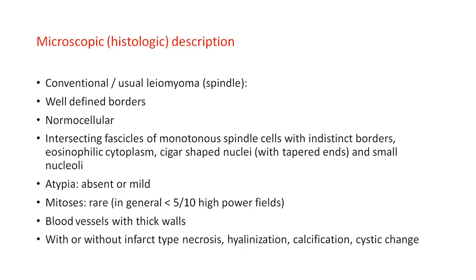Or if more than one feature, such as atypia and a greater number of mitosis, are present, then we might be dealing with a leiomyosarcoma. About their features and criteria, we will discuss in our next video, but we have to pay attention to atypia, number of mitosis, and coagulative necrosis.